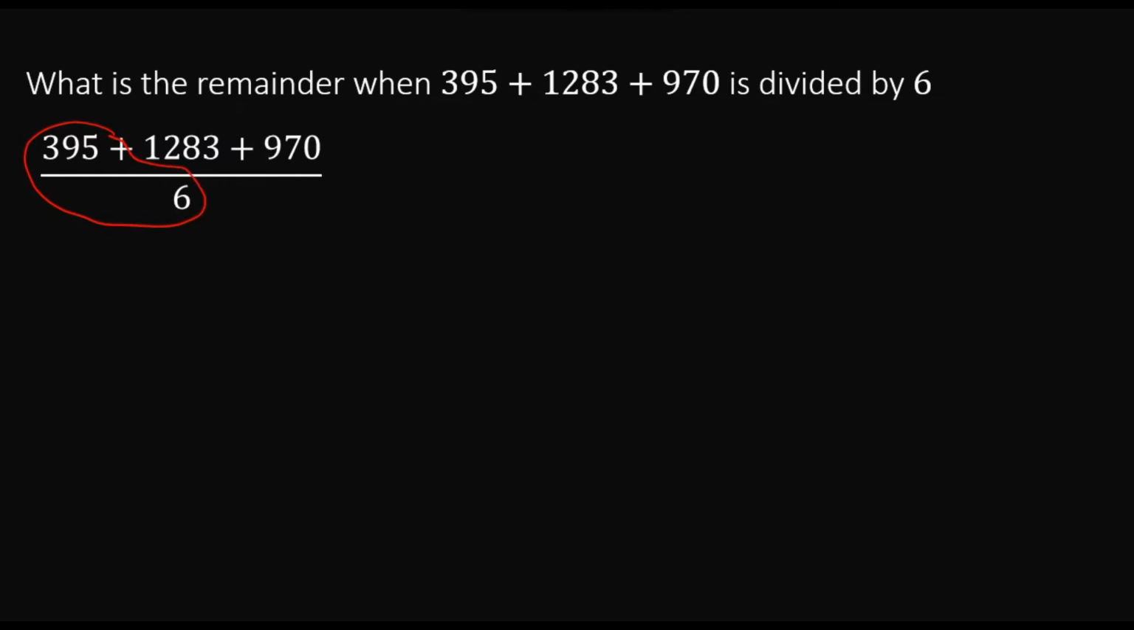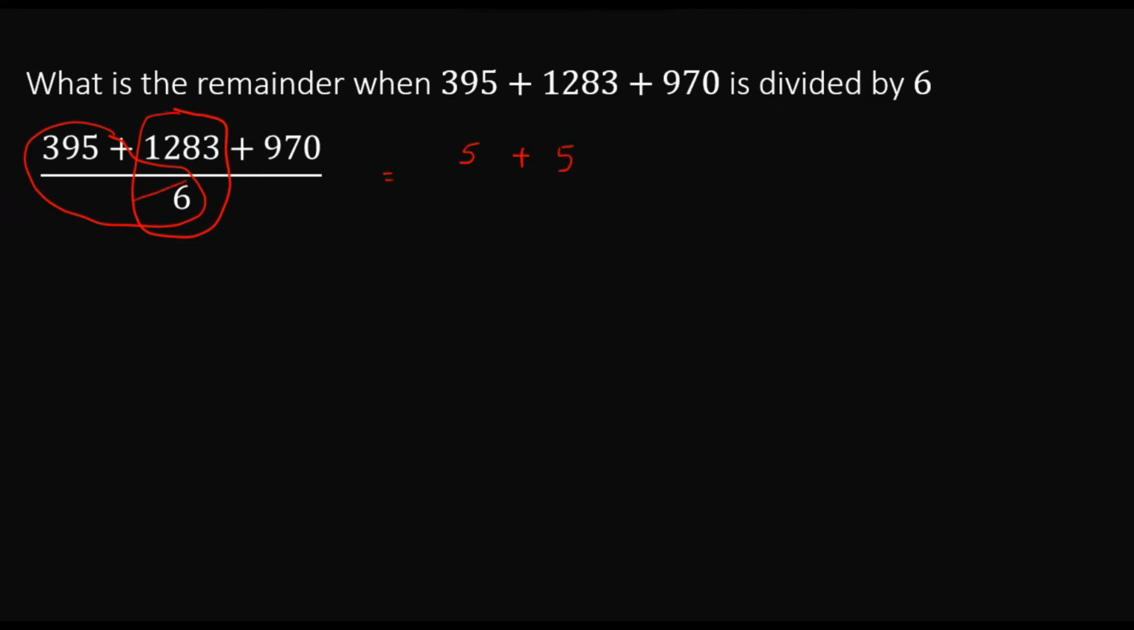So we have to first calculate what is the remainder in 395 divided by 6. So if you divide this number by 6, 6 6s are 36, 3 is remainder 35, 6 5s are 30. So the remainder in the first calculation is 5. Okay, we'll proceed further with the next calculation. 1283 divided by 6. Okay, 6 2s are 12, 6 1s are 6, 2 remainder 23, 6 3s are 18, which means 5 is the remainder in that case as well.